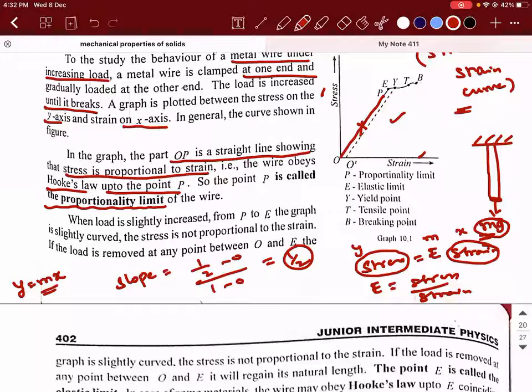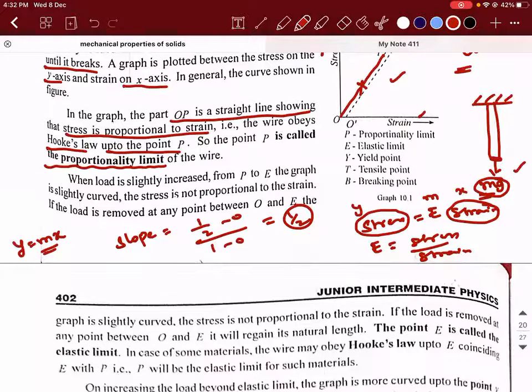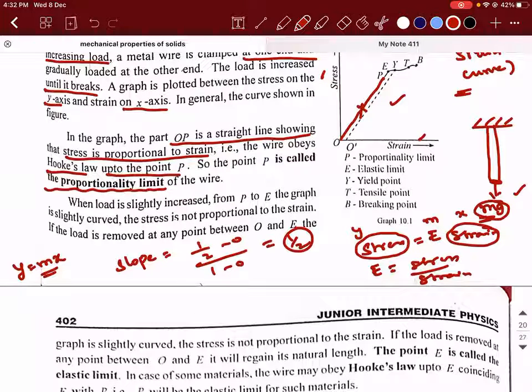Right. Now, if you increase the load slowly beyond the point P, then you can observe from P to E, there will be a small bend. It's slightly curved, which we can't see here. The stress is not proportional to the strain. Because what did we say? Stress and strain are proportional, it should only form a straight line. Whereas whenever the curvature is taking place, no more linear equations are going to work, right? So stress will not be proportional to strain.